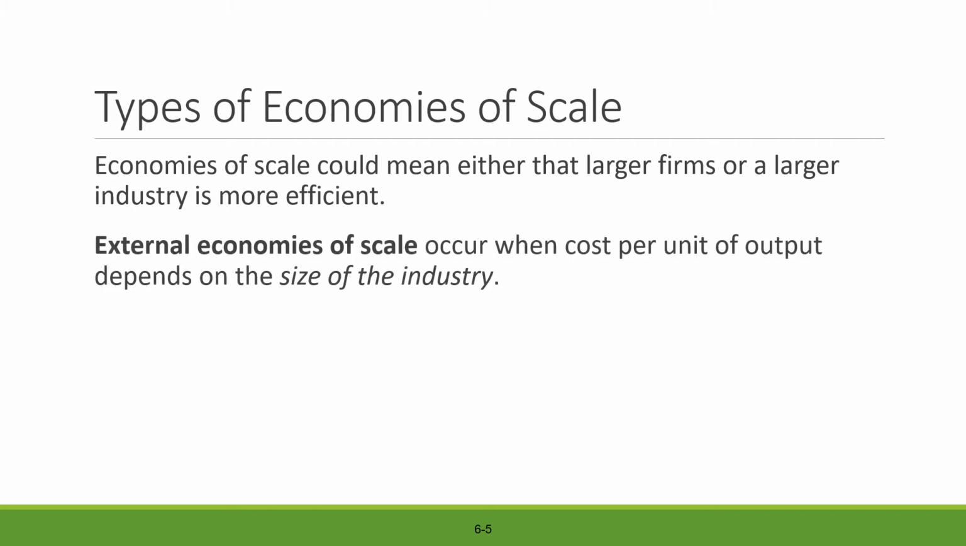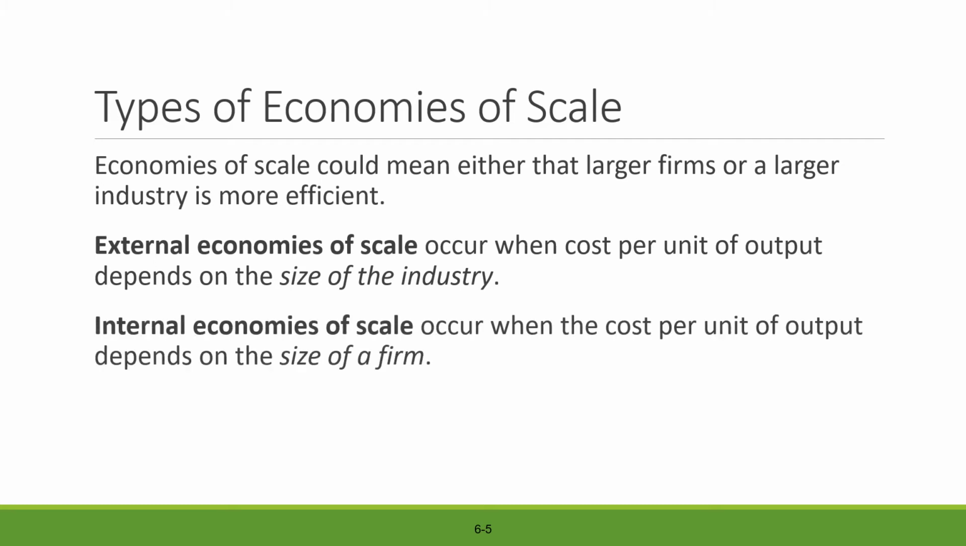One is called the external economies of scale, which occur when cost per unit of output depends on the size of the industry. When the industry gets bigger and bigger, then in that case, the economy of scale is called the external economies of scale. But when a single firm is getting bigger and bigger, that is called the internal economy of scale. By definition, internal economies of scale occur when the cost per unit of output depends on the size of the firm. And why does that differ? Why do we have these two types of economies of scale?